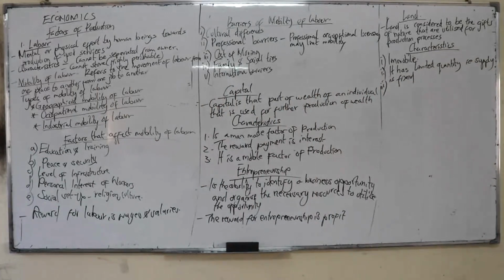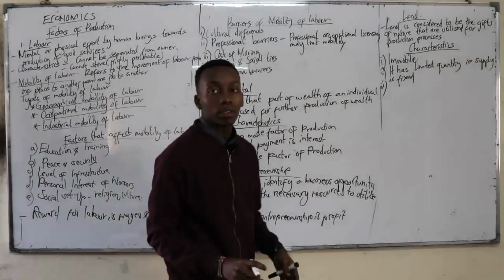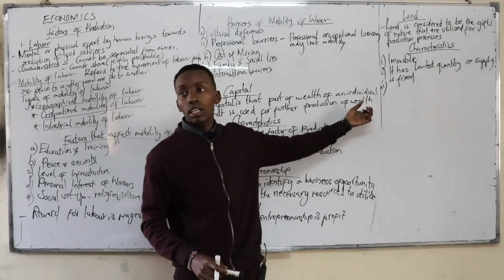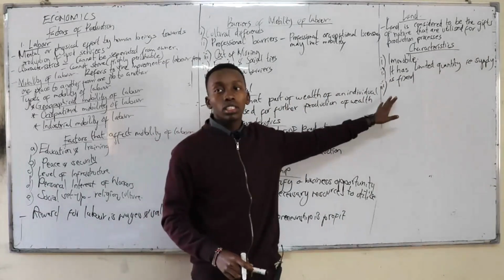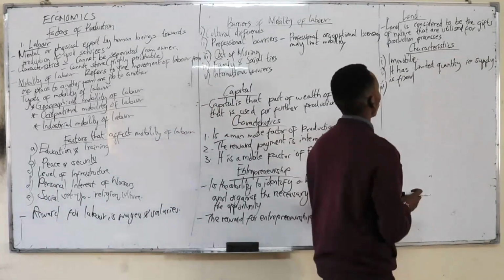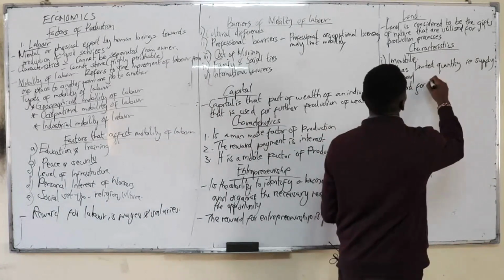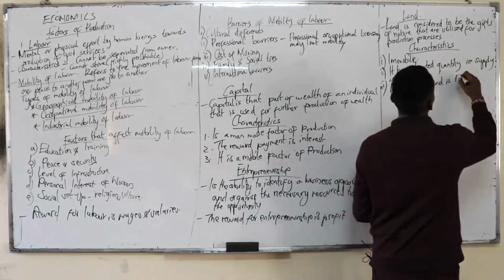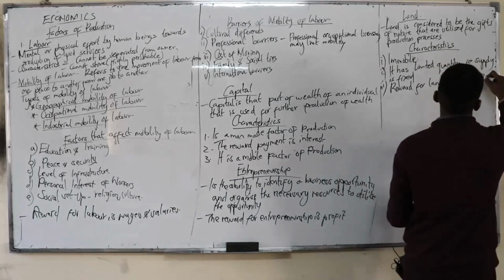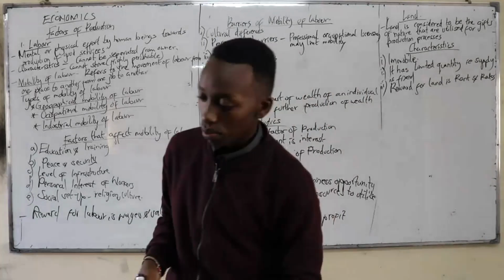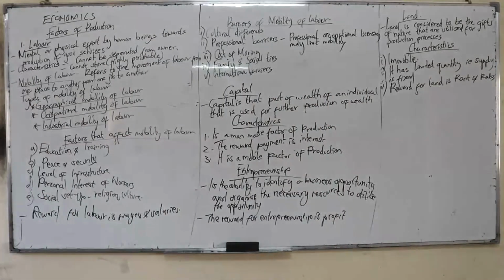it is a basic factor of production, and its reward is also, so for land, what is the reward for land? The reward for land is rent and rates. So these are the factors of production that guide production in an entity.